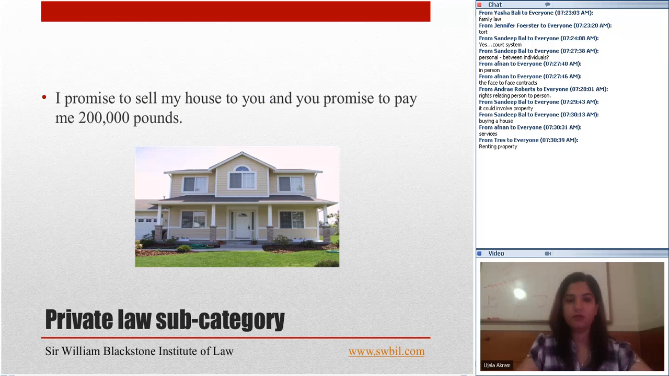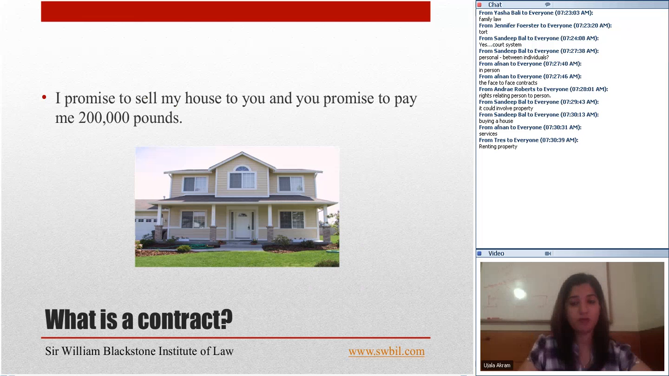So I promise to sell my house to you, and you promise to pay me £200,000. What kind of obligation is created by this promise? The main obligation, the primary obligation.